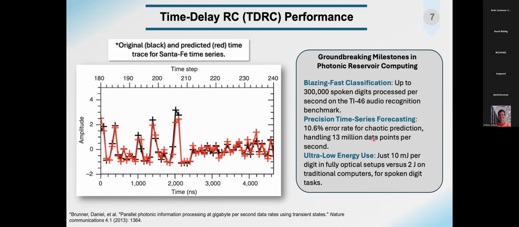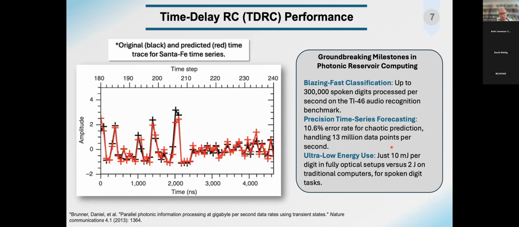Now, this was the first implementation of such a good photonic implementation for a reservoir computing system, and they achieved quite a few groundbreaking milestones. A few of them I've mentioned here. They achieved blazing fast classification, up to 300,000 spoken digits processed per second on the TI-46 audio recognition benchmark. In terms of precision, they had a reasonable error rate of around 10%, but they could handle 13 million data points per second.